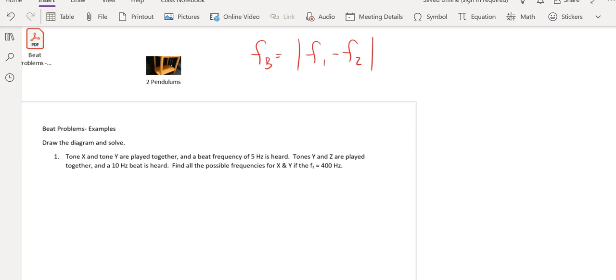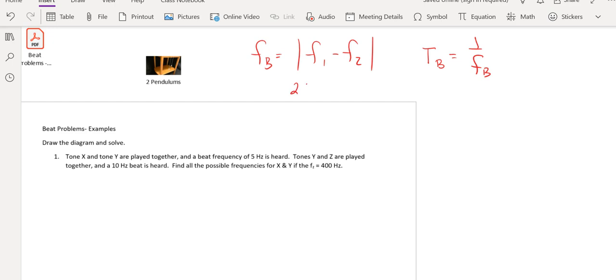Also, if you want to find the period of the beat, it would be the reciprocal of the frequency. Period and frequency are reciprocals of one another. Let's try some simple problems here. The key is going to be a diagram to help you stay organized. But it's a really simple, basic idea.